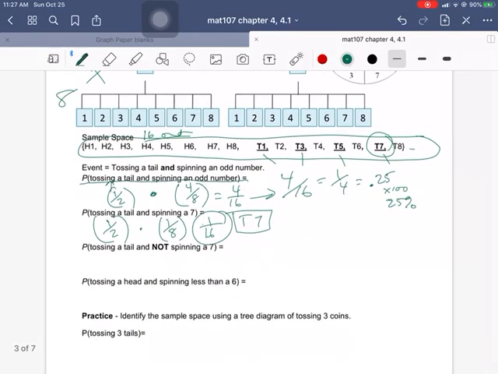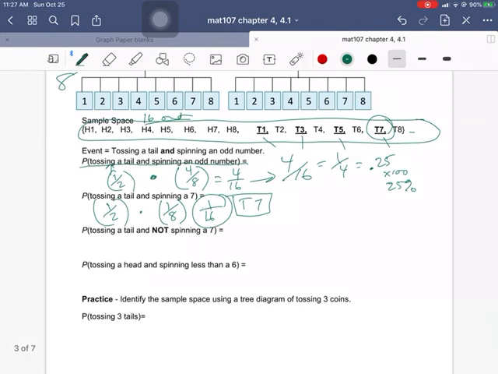Okay? Not spinning a 7, well, it's half for the tail. Not spinning a 7 is 7 out of 8, so 7 out of 16 is for that. Or you could look back up at your outcomes. Tossing a tail and it not being a 7 would be T1, T2, T3, T4, T5, T6, T8. 1, 2, 3, 4, 5, 6, 7 possibilities out of a total of 16 possibilities.